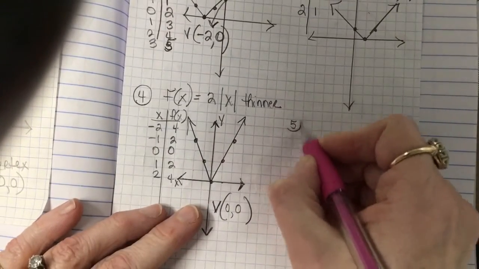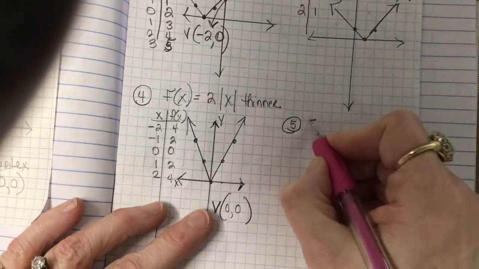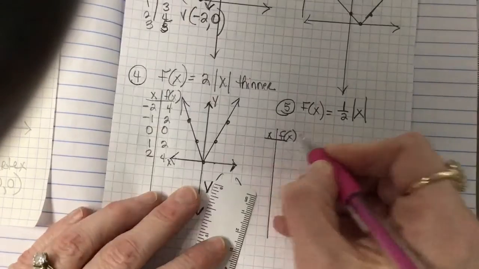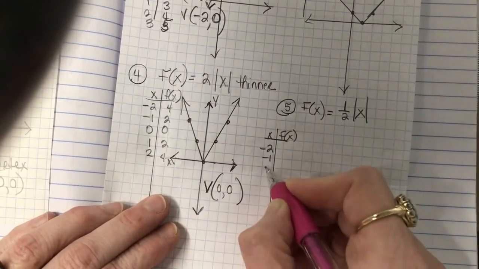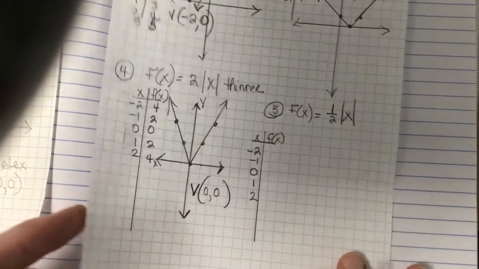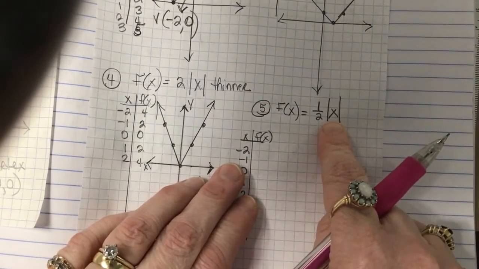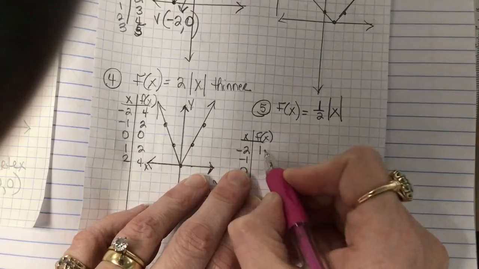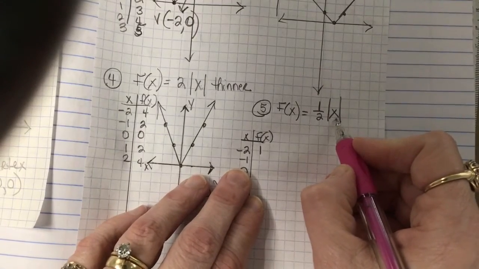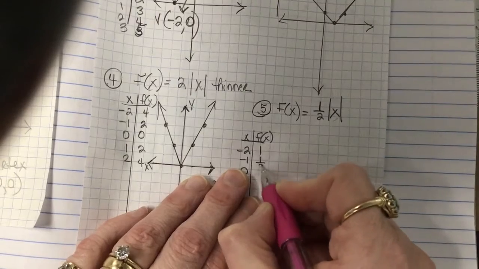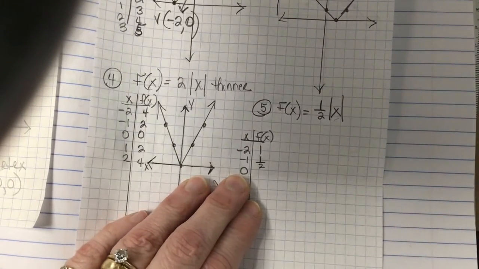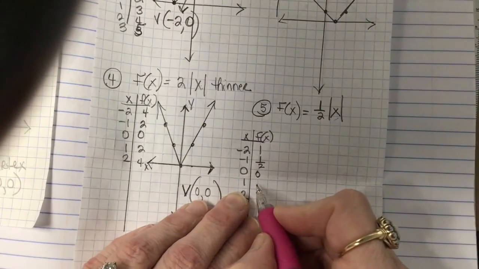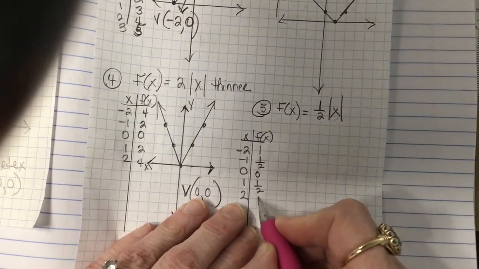Number 5. So let's do the same thing, and let's do f of x is equal to 1/2 absolute value of x. I'm going to do -2, -1, 0, 1, 2. So you're going to take the absolute value of it and then multiply by 1/2. So the absolute value of -2 is 2 times 1/2 would be 1. Absolute value of -1 would be 1 times 1/2 is 1/2. You could do 0.5. I just leave it as a fraction. 0, 0 times 1/2, 0. 1's going to give me the 1/2, and 2's going to give me the 1.